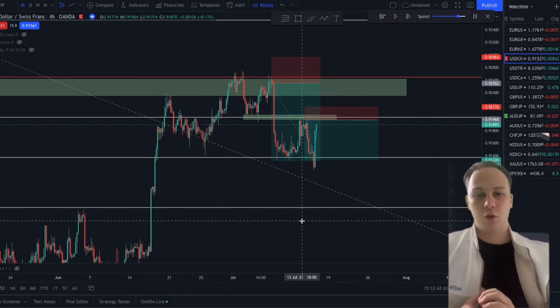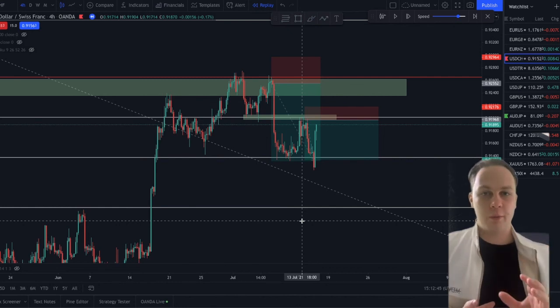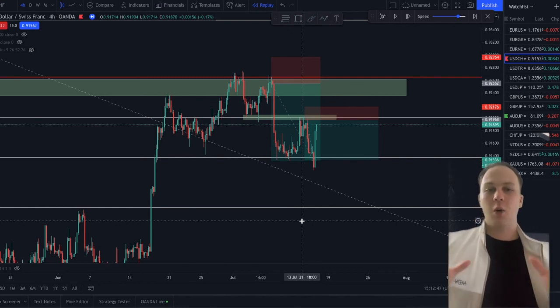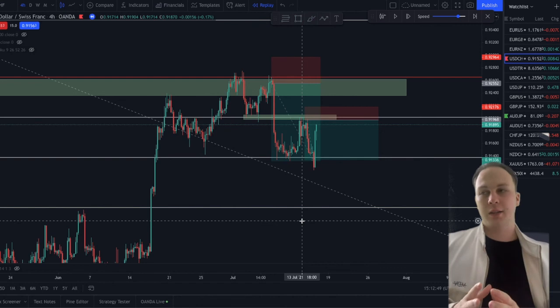The retail traders 9 times out of 10 do the opposite of what the banks are doing, because the banks know how to manipulate the market nicely. Trade in line with them.